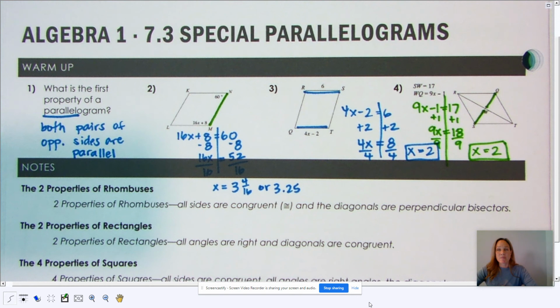Today we're going to learn about some special parallelograms. All of the same properties are true for regular parallelograms. Both pairs of opposite sides are parallel. Both pairs of opposite sides are congruent to each other. Opposite angles are congruent to each other. Consecutive angles are supplementary. And diagonals bisect each other. But we're also going to add on to those properties for rhombuses, rectangles, and squares.